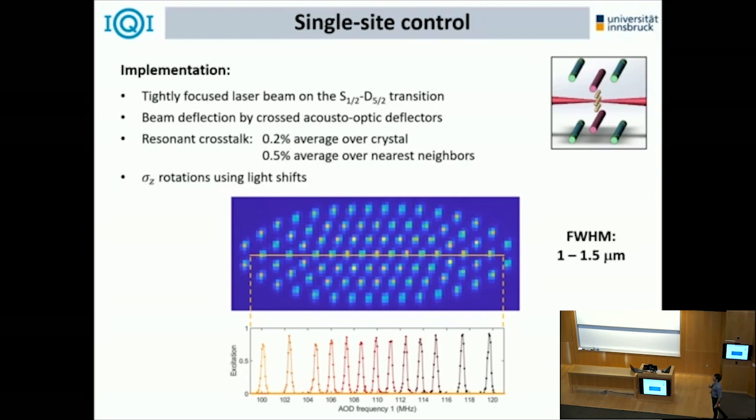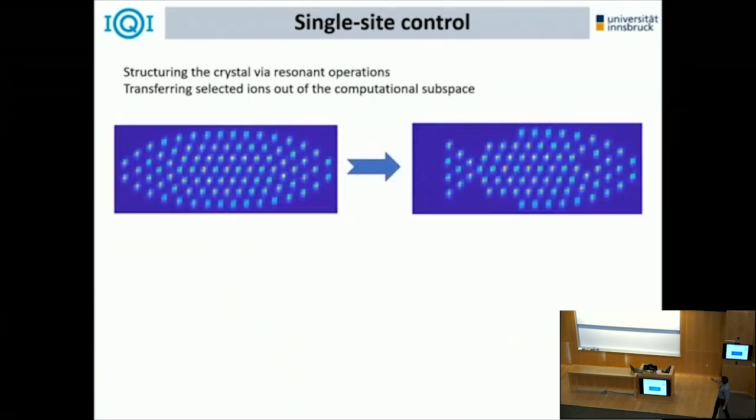This gives us the possibility to do sigma z gates by using a Stark shift. A Stark shift, if you apply it for a certain time, is nothing else than a well-controlled sigma z rotation. But we can also do some resonant operations. For instance, we can selectively remove some ions from the computational subspace by moving them to the metastable D level and parking the ions there. With this, we can, for instance, create this fish, which has maybe not a great scientific value, but it's nice to look at.